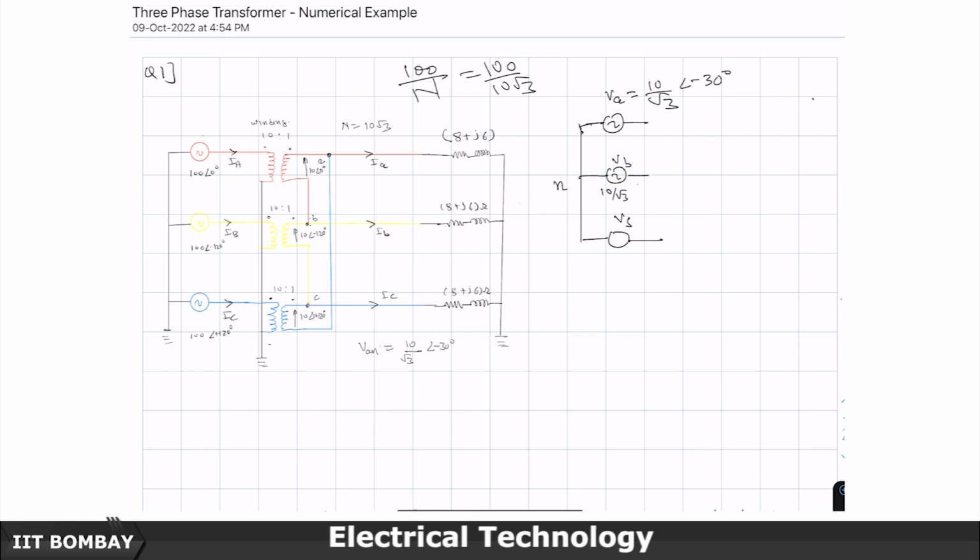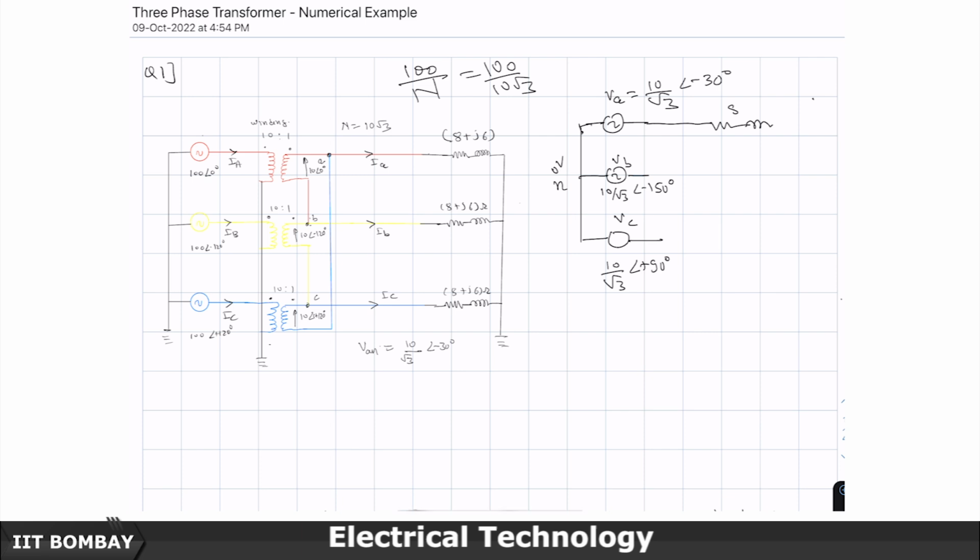And once this is done, this is going to be 10 by root 3 at an angle of minus 150 degrees, creating a lag of minus 120 degrees further, and this is going to be equal to 10 by root 3 at minus 30 plus 120 degrees. So therefore at an angle of plus 90 degrees. So I get this circuit here, and actually this will also be at zero potential neutral because everything is balanced here. No current is going to flow through the neutral.